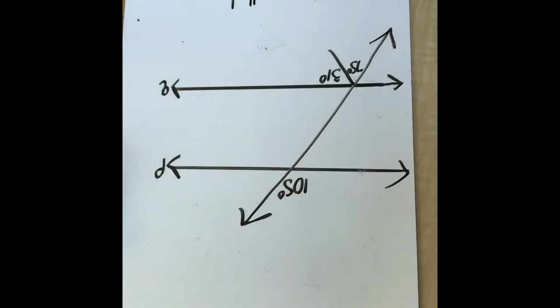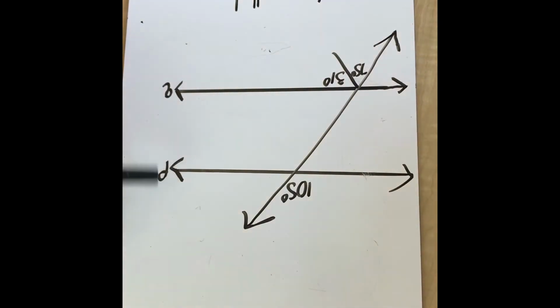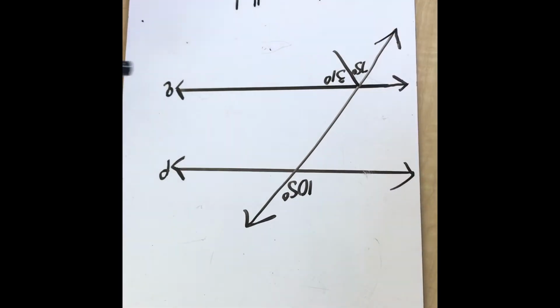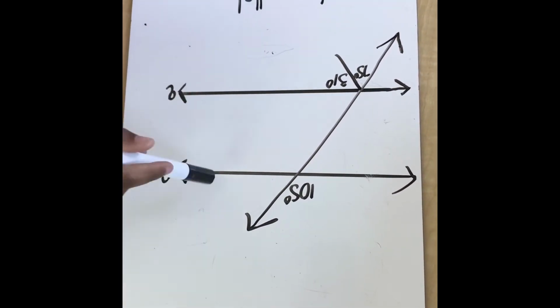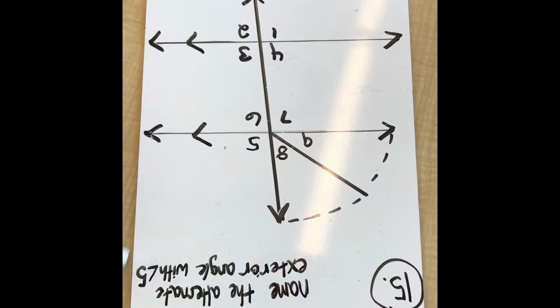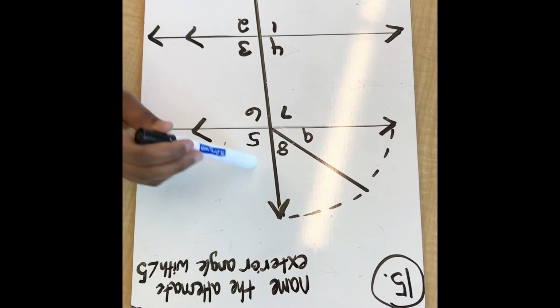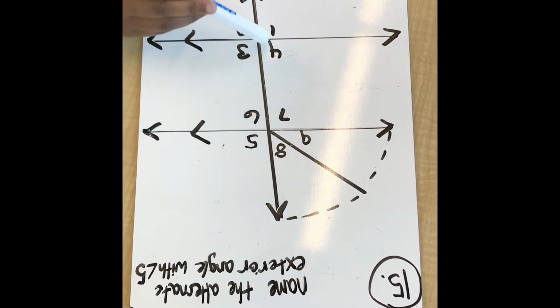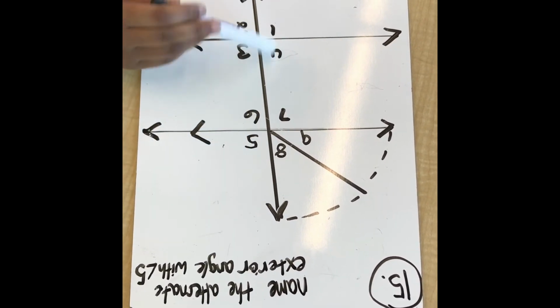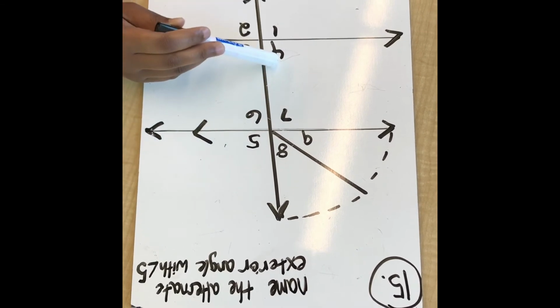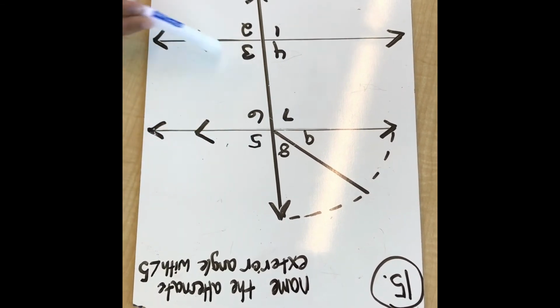Number 17, we got not parallel because P and Q cross each other because they don't have another arrow right there. So for number 15, it asked name the alternate exterior angle with 5. So 5's right here, and we got 4 because it's on the other side. They're like opposite and they're exterior, so it means they're on the outside. So the answer is 4.